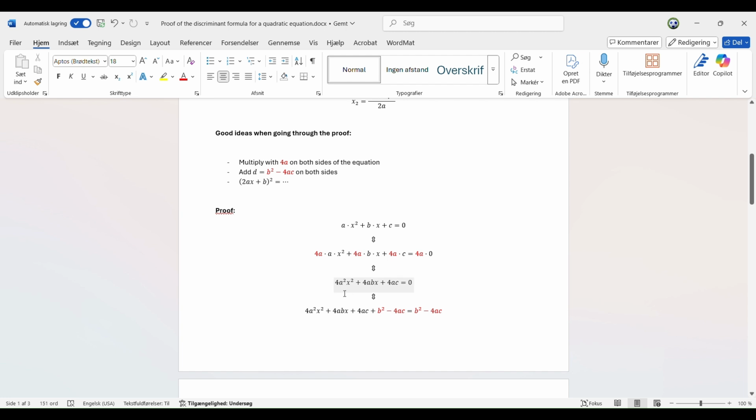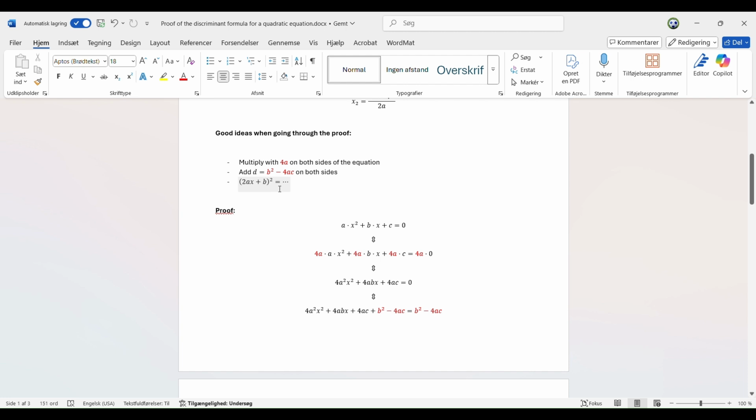A times a is equal to a squared. So this term would become this term. And here we get 4 times a times b times x, we just get this term. And 4 times a times c, we just get this term. And 4 times a times 0 is equal to 0. When we multiply by 0, we just get 0. And now we go to the second good idea.